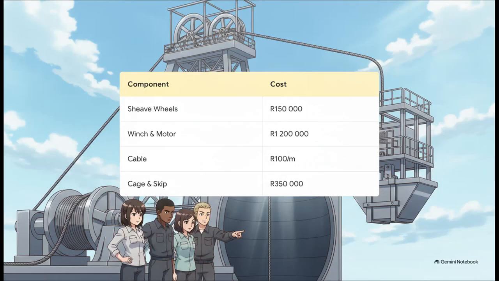You've got to use these exact set-in-stone PAT prices for your machinery. The sheave wheels, a flat R150,000. The winch and motor will run you R1.2 million. And the cage and skip set comes in at R350,000. But hey, pay close attention to the cable. That one is priced at R100 per meter. You absolutely cannot guess this number. The length of cable you need depends entirely on that 500-meter shaft depth we just talked about, plus whatever extra length you need to actually reach the winch drum over your unique head frame.